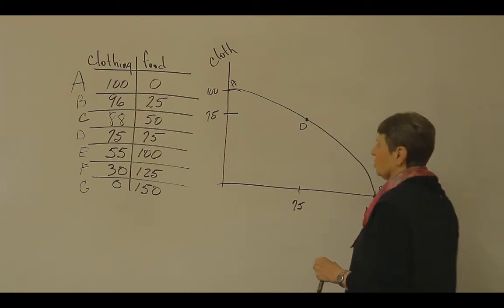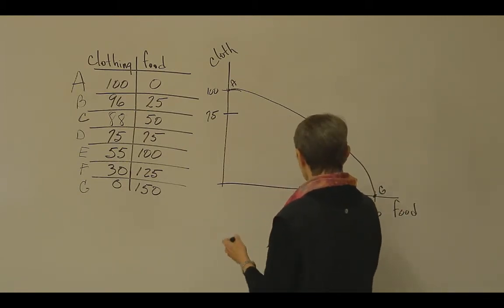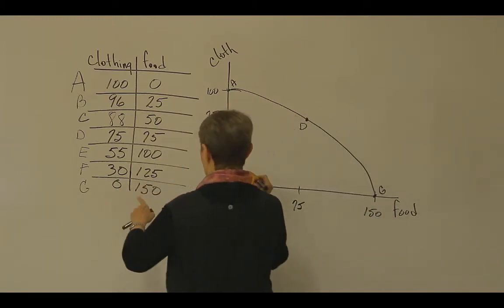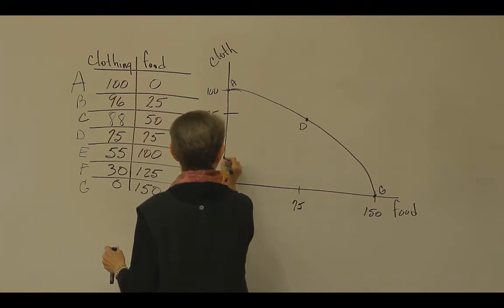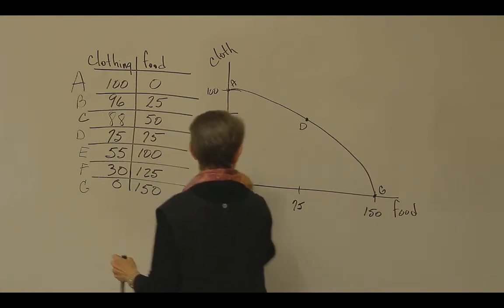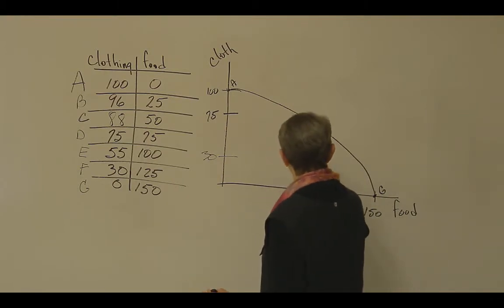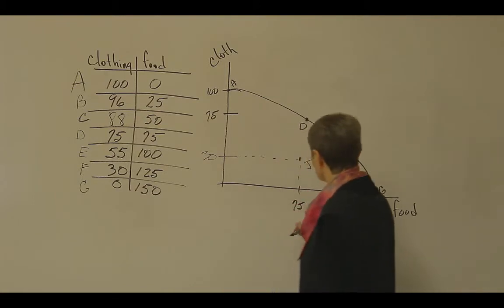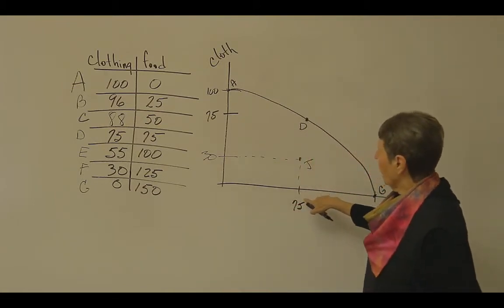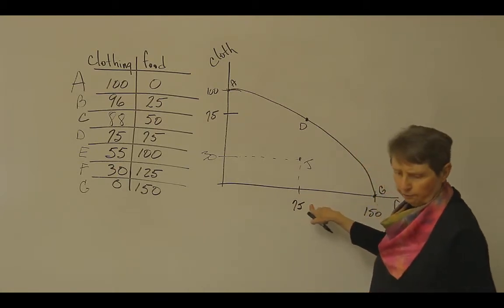Let's look at a point, let me see, 30. Where's 30? Right here. Let's look at this point, 30 and 75. I'm going to call this point J. At point J, I'm making 30 units of clothing and 75 units of food.